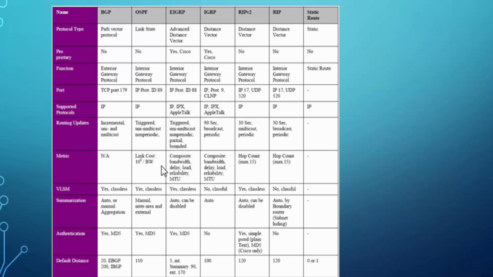The metric that they're going to have, and this is the way that they configure each one of them. You don't have to memorize that. RIP, hop count maximum of 15, as we said. VLSM, that is basically either subnetting, and BGP is classless, and the only one that is not classless, as we mentioned before, is RIP. Summarization, what happens in each one of them, and you can see over here a small difference, and the authentication they can use, and the default distance, that is 110, 100, 120, 120.